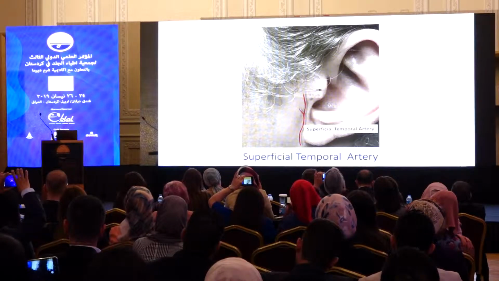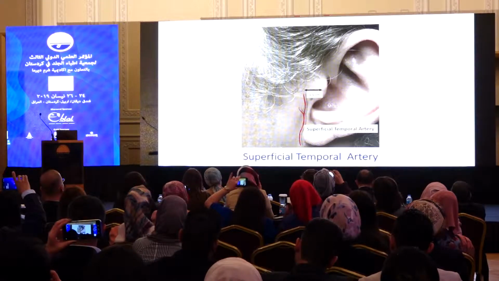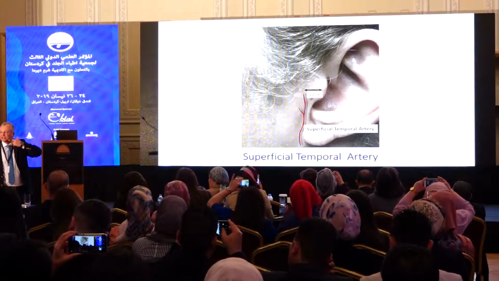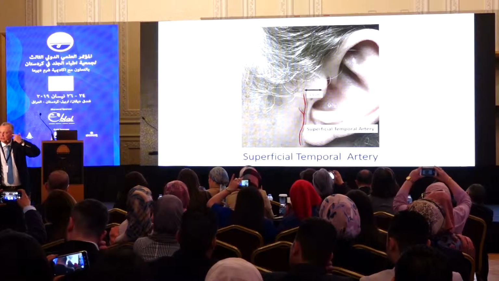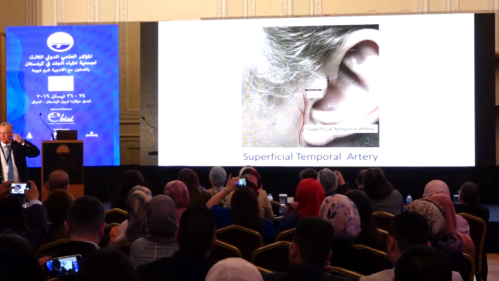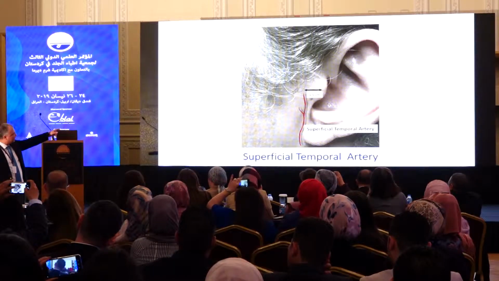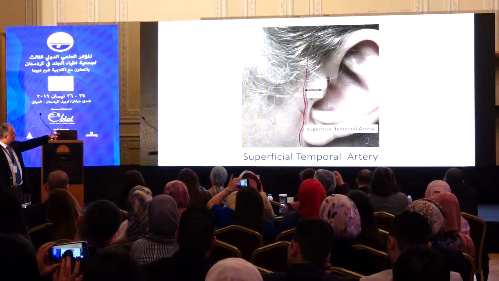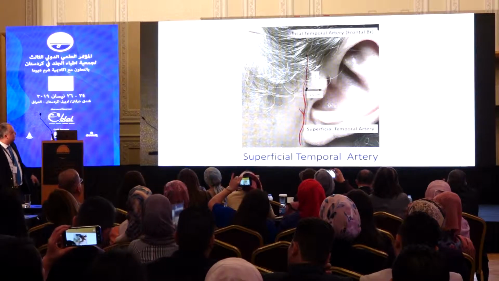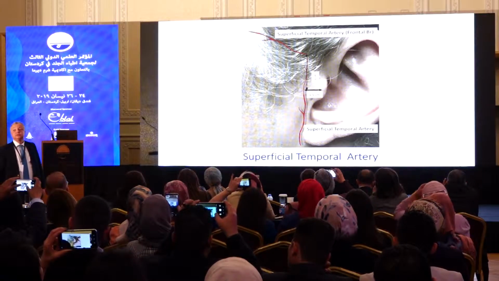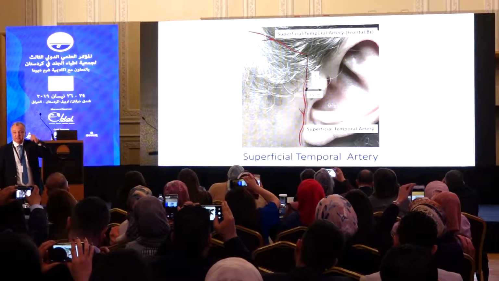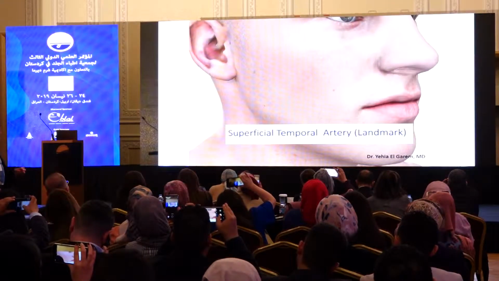So this is the superficial temporal artery at the level of the tragus. It passes from the external carotid just in front of the ear, just below the crease. At the level of the tragus, it goes more medially, about 1.5 centimeters. And then, after 3 centimeters, it gives the frontal branch of the superficial temporal artery, which passes inside the temple. So simply, this is the main landmark.